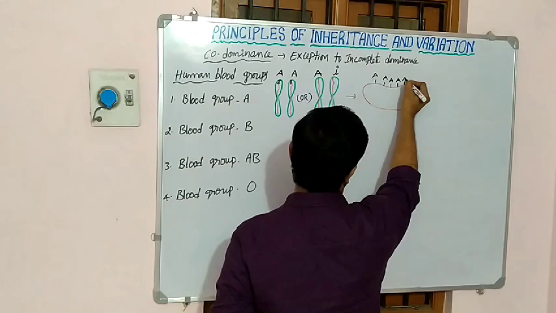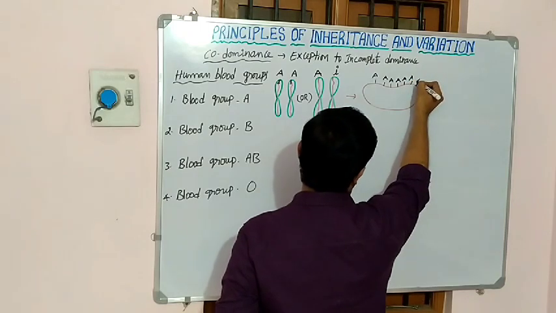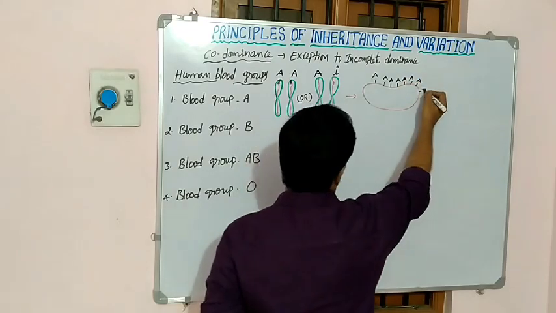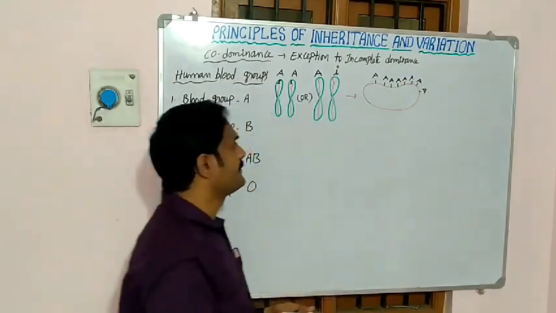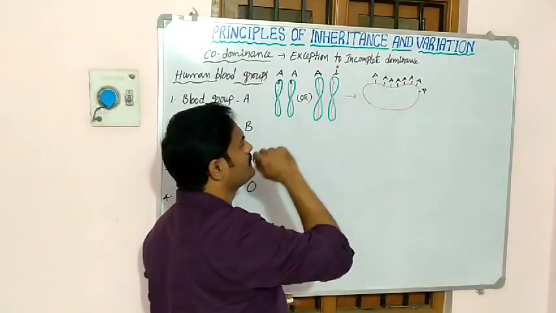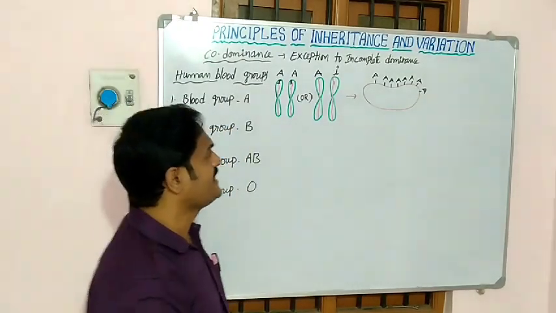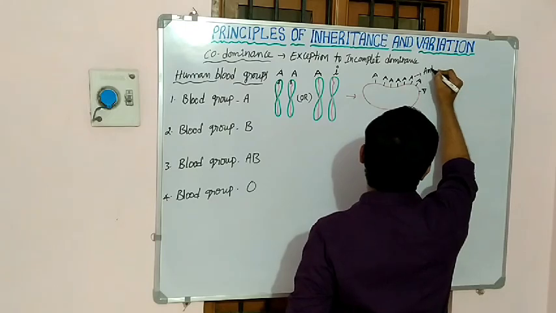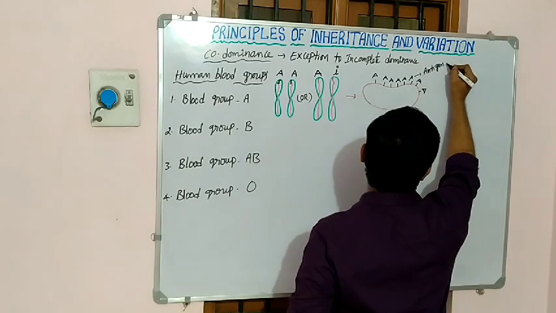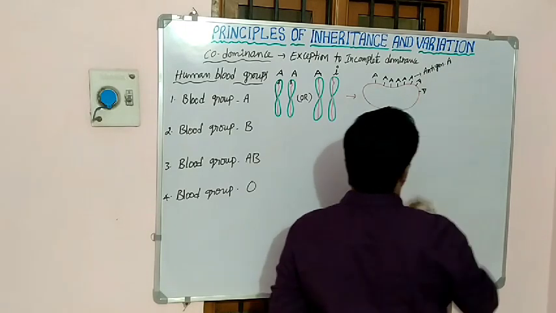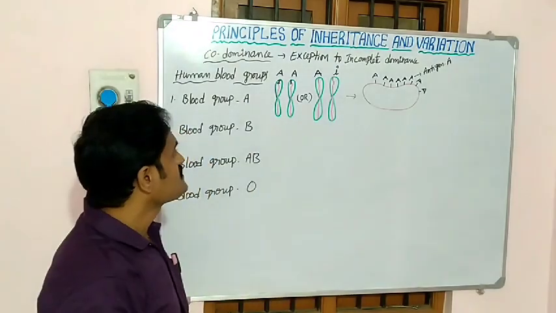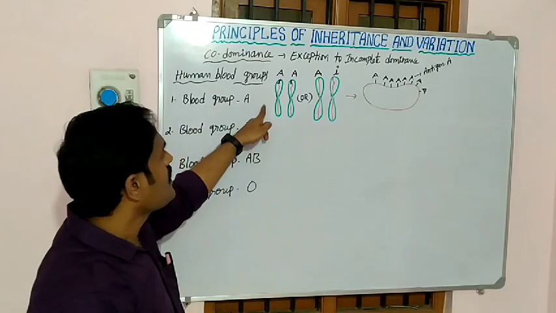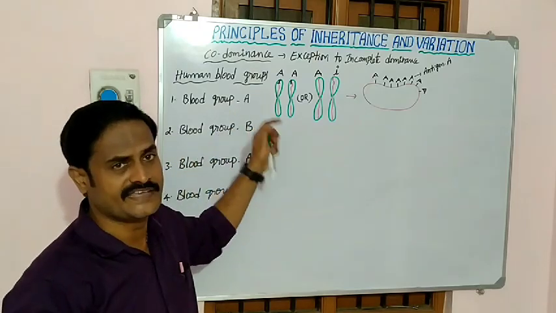All antigens are A. Remember. So what kind of antigens are present in the RBC of blood group A? All types of antigens are A. So these are all antigen A. So this kind of blood group we call blood group A.